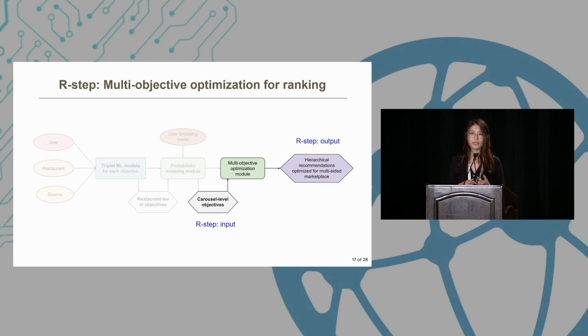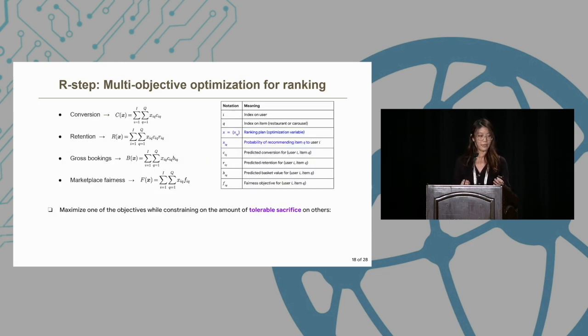Okay, so in the final step, this is where the multi-objective optimization is happening, where we take the previous estimates of the restaurant level and carousel level objectives and go through a multi-objective optimization module. And this is the most math-heavy slide I'll have. So I'll first introduce some notation where we use I to index the users. Not sure if you can see those clearly, but then we use Q to index the items. And here an item can be either a single restaurant or a group of restaurants. Remember, we have those carousels.